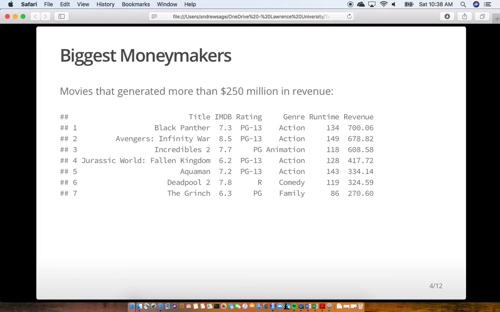Here's a list of the films that generated the most money in 2018. Black Panther generated $700 million worldwide, with Avengers and Incredibles 2 close behind. Jurassic World, Aquaman, Deadpool 2, and The Grinch were also very successful. We see that many of the most successful films were action movies. Of the 7, the one that got the highest rating on imdb.com was Avengers Infinity War with an IMDb score of 8.5 out of 10.